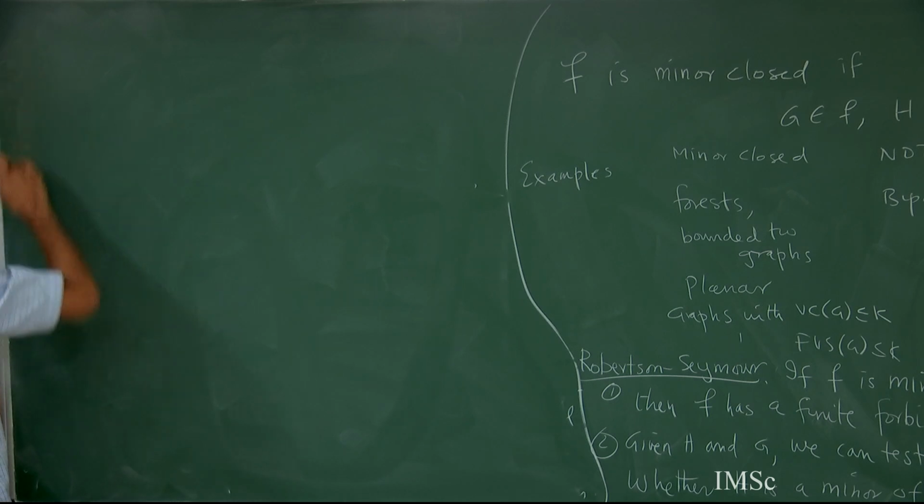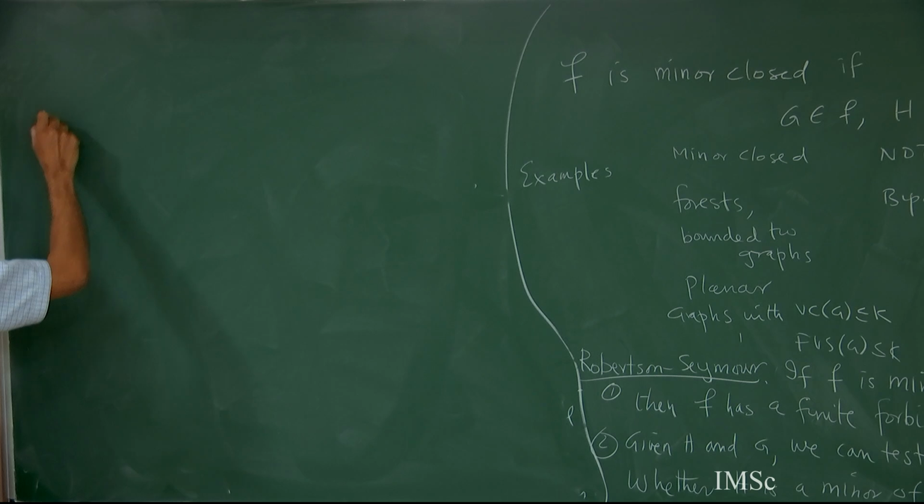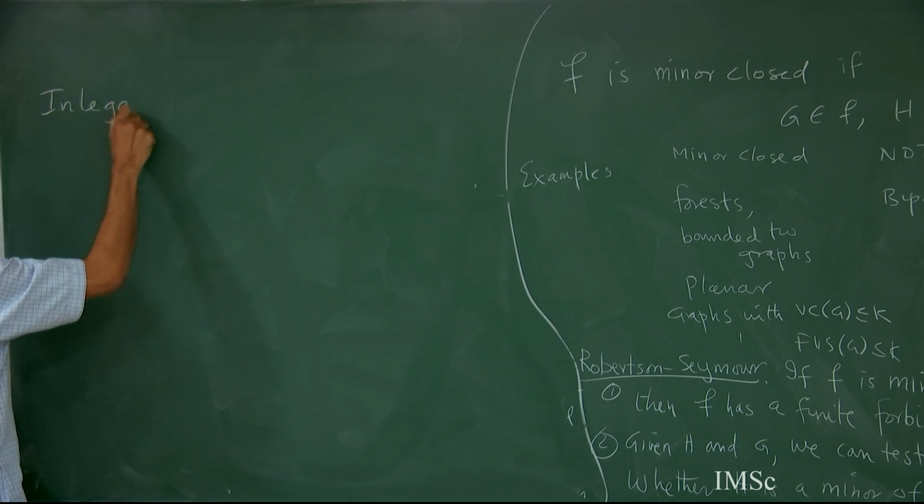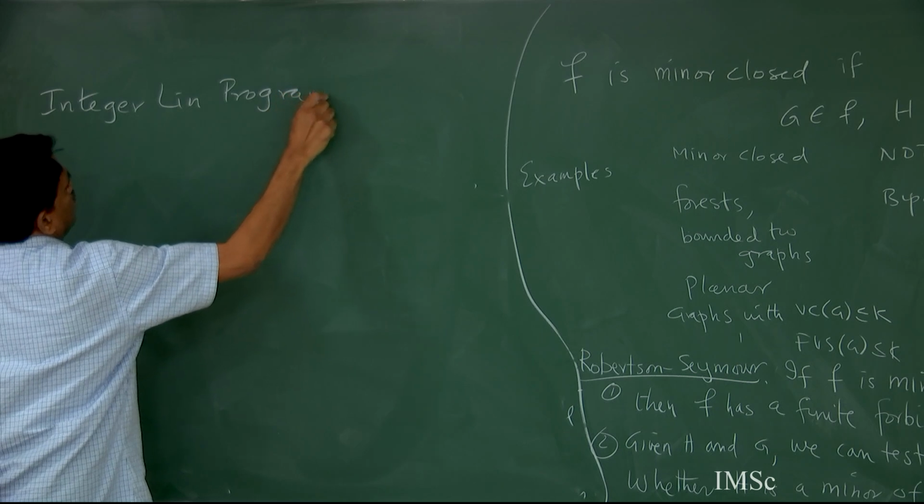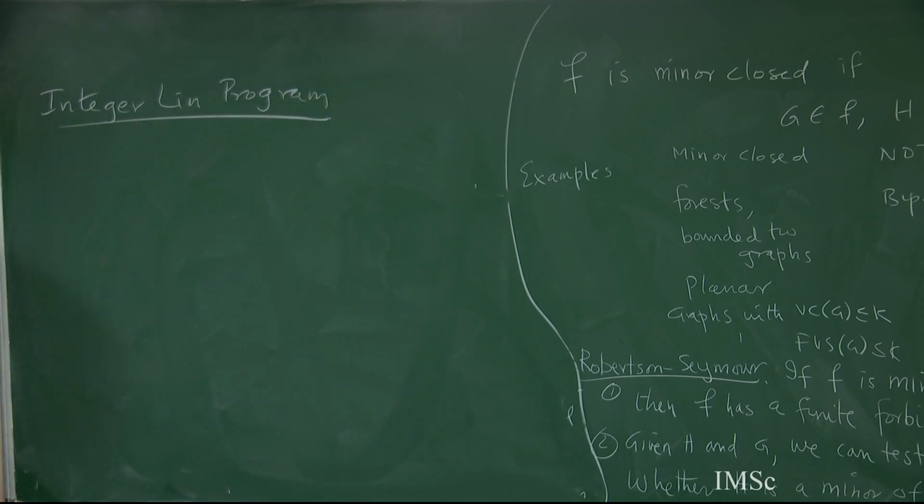Okay, the next big tool which we are going to use is the following: integer linear programming. We know that linear programming can be solved in polynomial time. In fact, we use that to design some FPT algorithms and approximation algorithms. Many optimization problems can be modeled as an integer linear program. Hence, integer linear programming is NP-hard. You can't solve it in polynomial time.